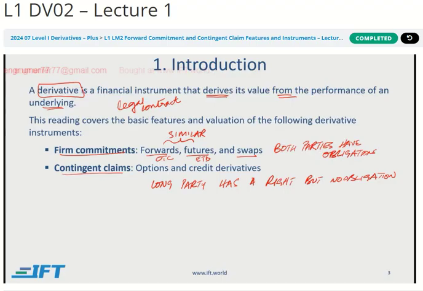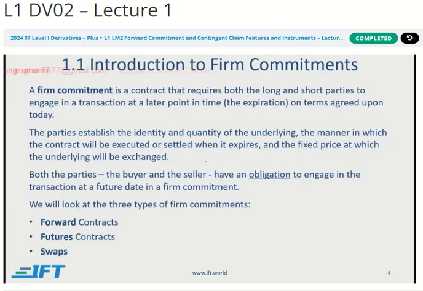So a firm commitment is a firm commitment. You cannot get out of this transaction. Once it is agreed upon, you have to abide by the terms of this contract, which usually means that at some point in the future, the long party is going to have to buy this asset and the short party is going to have to sell or deliver that asset when the contract expires.